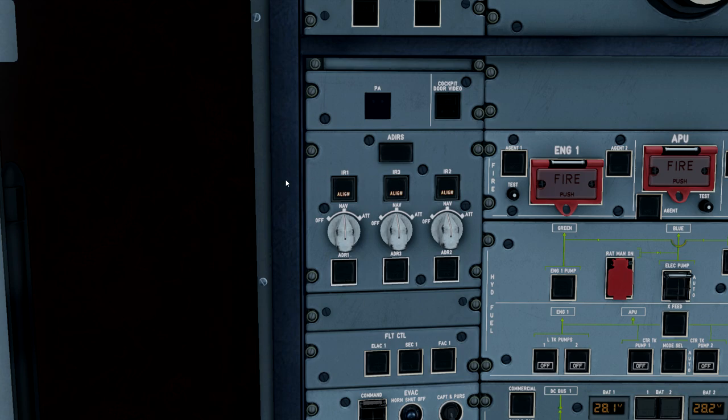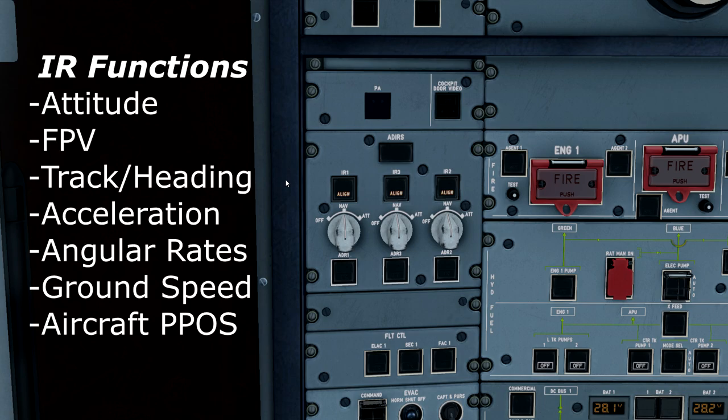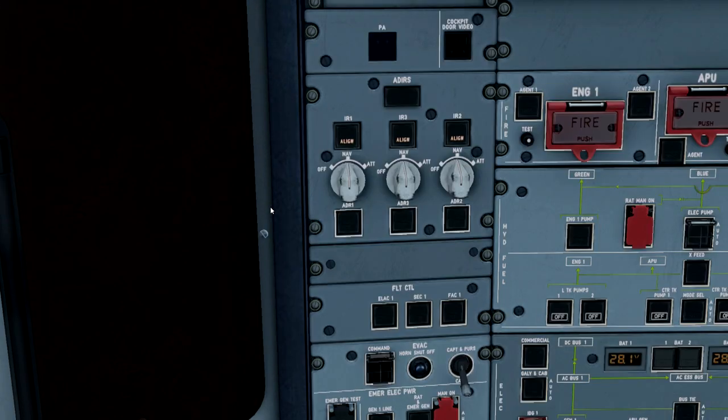All right, so let's talk about the IR function of the ADIRS system. The inertial reference system supplies different types of information such as attitude, flight path vector, or the bird, track, heading, acceleration, and angular rates. It also has ground speed and aircraft position. All right, so now that you know some of the basic functions for the aircraft IR system, let's quickly go over a couple different light scenarios that you may encounter with the A320 IR.